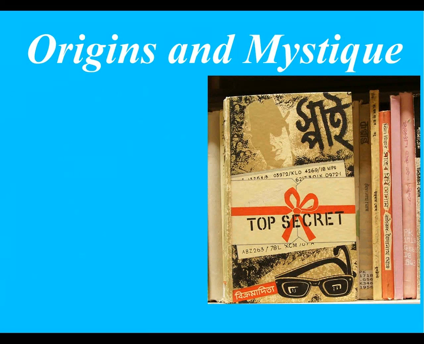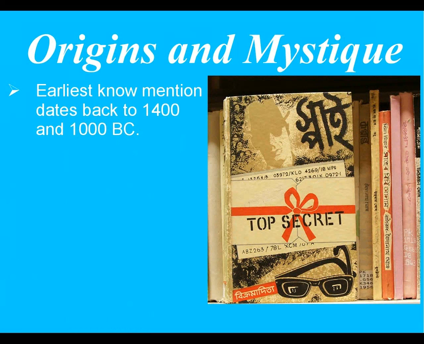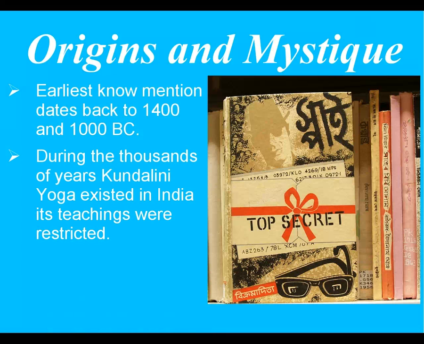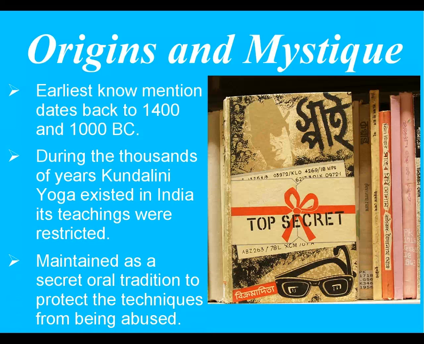The origins of Kundalini Yoga. The earliest known mention of Kundalini Yoga is in the Yoga Kundalini Upanishad. Some have estimated that the composition of this text dates back between 1400 and 1000 BC. The origins of Kundalini Yoga come from the Kashmir region of India. During the thousands of years Kundalini Yoga existed in India, its teachings were restricted, and maintained as a secret oral tradition to protect the techniques from being abused.